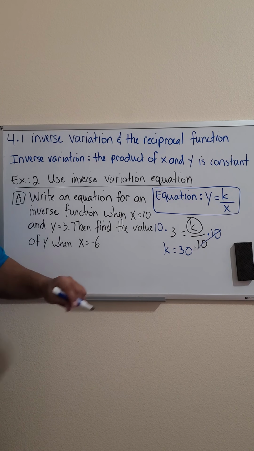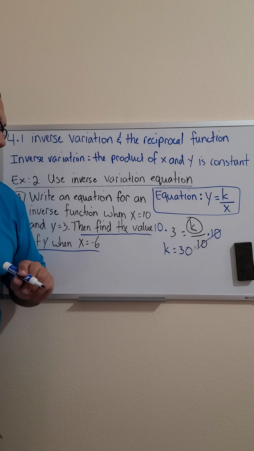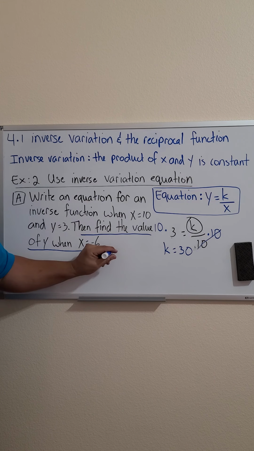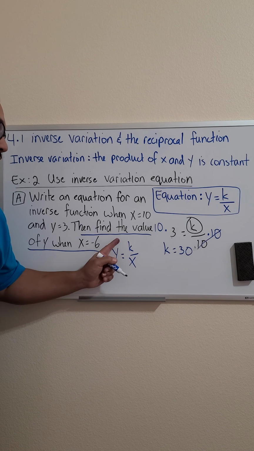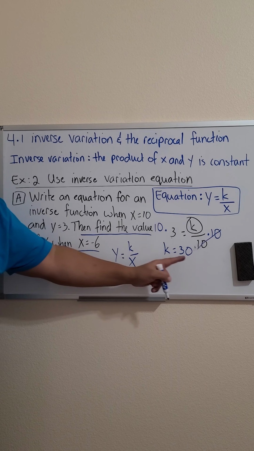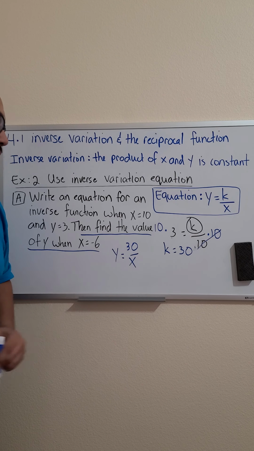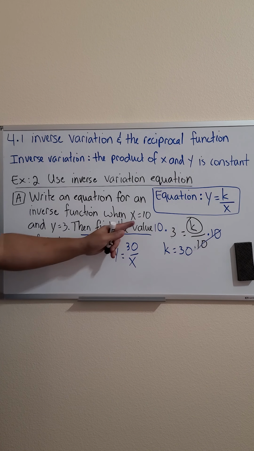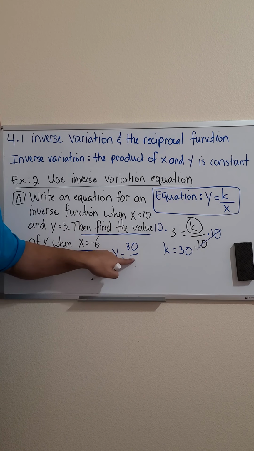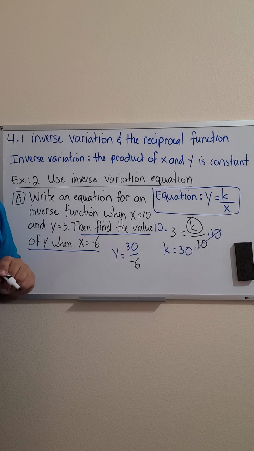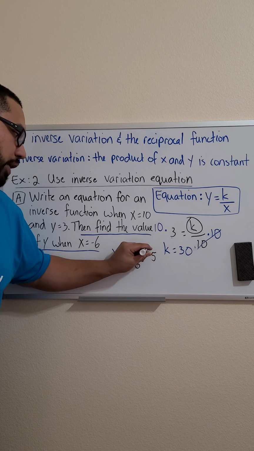Now for the second part, they say then find the value of y when x is equal to negative 6. So in the same equation, we're going to use y equals k over x. This time we know what our k value is because we found it in the first part. Our k value in that case was the number 30. So let's replace this k value with the number 30, and we're going to solve for y when x is equal to negative 6. So we take this x value down here and replace it with a negative 6. So now you have 30 over negative 6, which is negative 5.